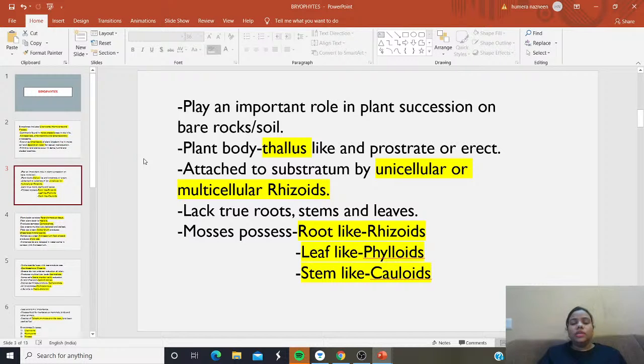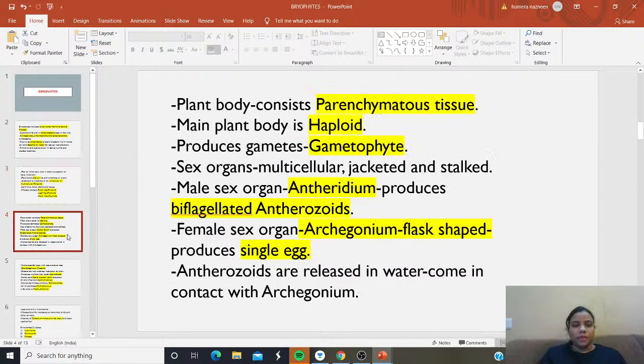How are they attached? They are attached by unicellular or multicellular rhizoids. And they don't have true roots, stems and leaves. These bryophytes do not have true roots, stems and leaves. But out of these three, mosses possess root-like rhizoids, leaf-like phylloids, stem-like caulids. Those true roots, stems and leaves are absent, but still, mosses is a class of bryophytes in which root-like rhizoids, leaf-like phylloids and stem-like caulids are present.